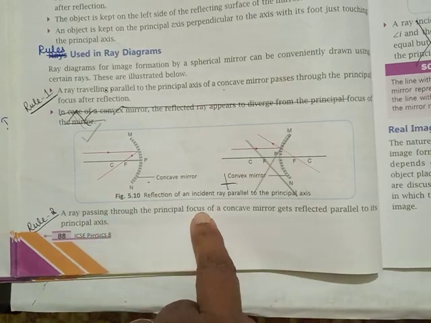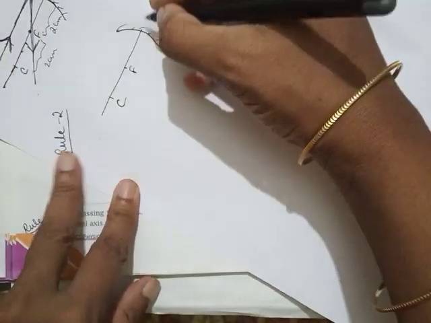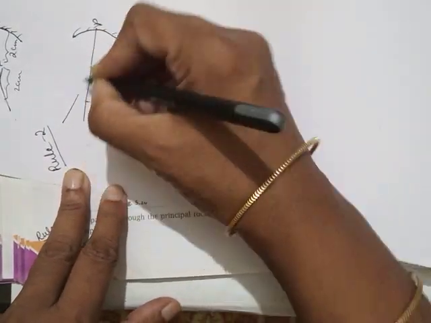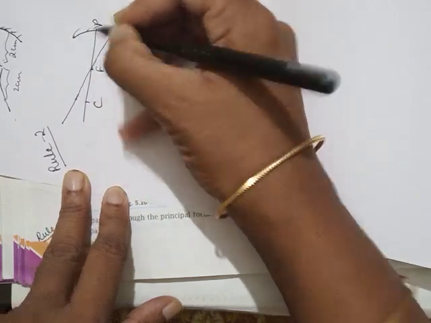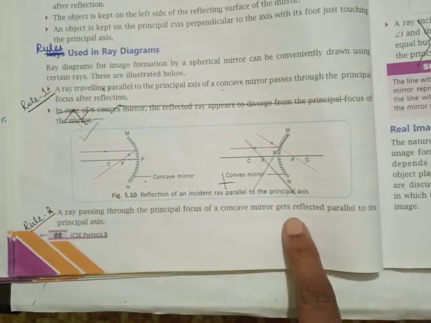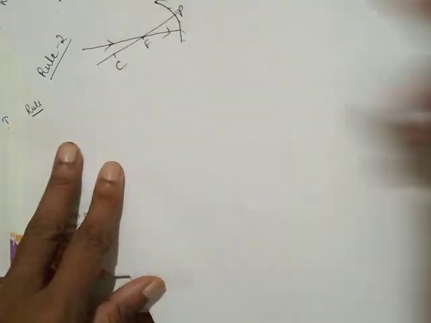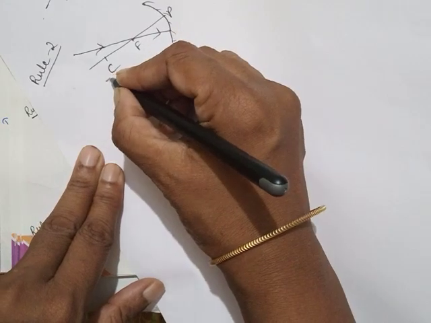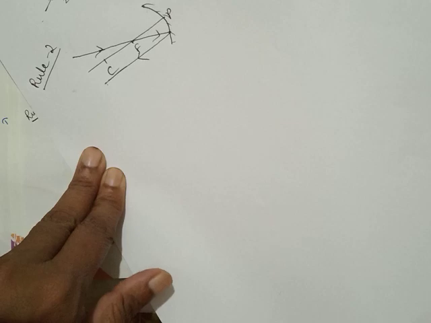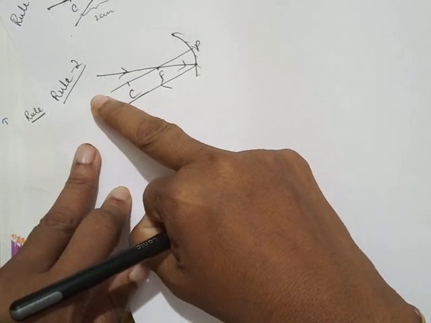Okay, so a ray passing through the principal focus of a concave mirror. So in this case, we are going to have a ray passing through principal focus. So keep your scale and draw a straight line like this, passing through principal focus. Now, after reflection, it gets reflected parallel to principal axis. So, after reflection, how will this ray go? It will go parallel to principal axis. Okay, this is the second rule.